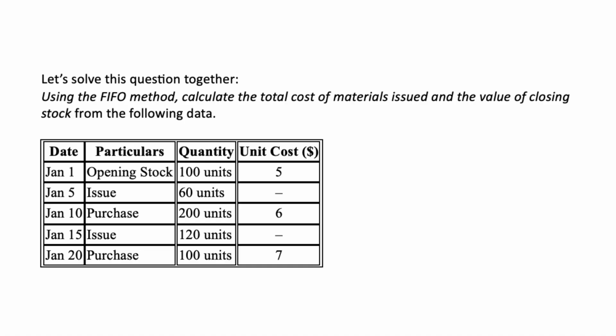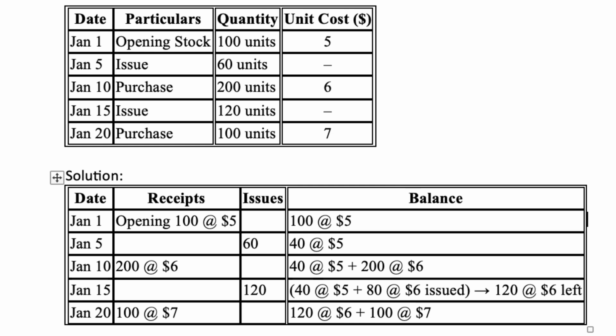Now let's take a practical example. We'll record material receipts and issues using the FIFO method. Follow carefully as we go line by line. Using the FIFO method, calculate the total cost of materials issued and the value of closing stock from the following data. On January 1st, we had an opening balance of 100 units at $5 each. So the balance is 100 units at $5.